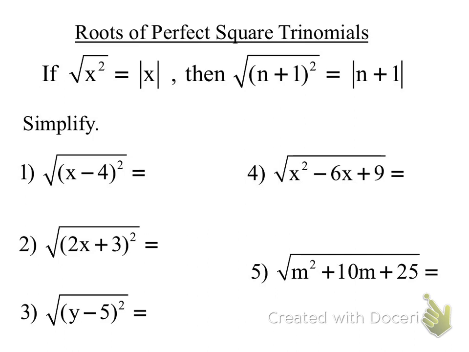So, what would number 1 be? What would number 1 be? Chloe? Absolute value of x minus 4. Yep. Absolute value of x minus 4. Nicole, what would the next one be?